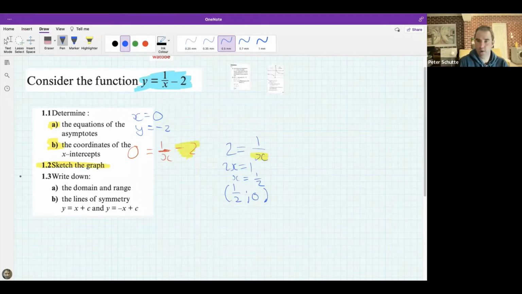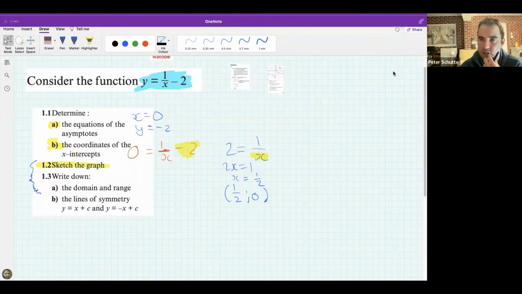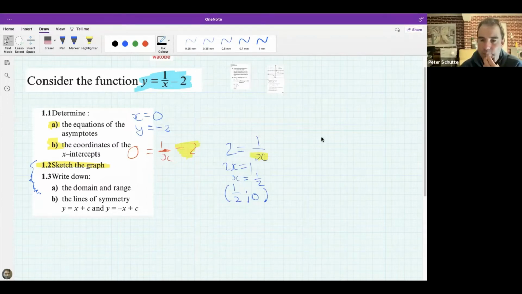So what I want you to do now is try and sketch the graph. I want you to try and write the domain and range down. And then lastly, we're going to talk about, well, let's just do that first. If you have a question, don't be afraid to raise your hand, and you can just come online, and we can discuss it. But for now, we're sketching the graph.